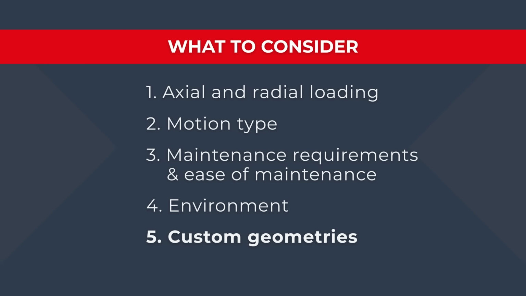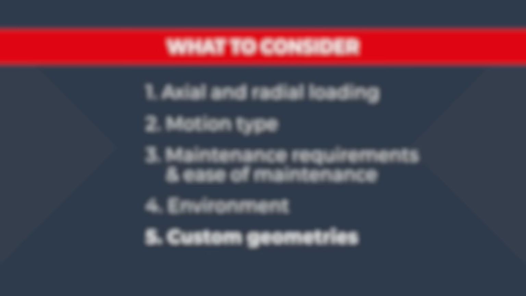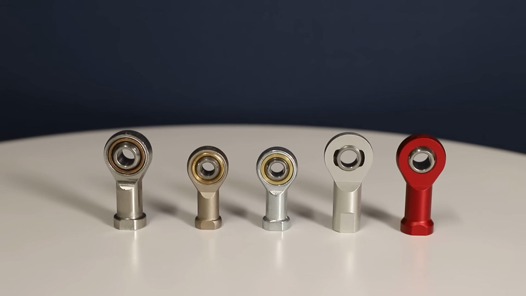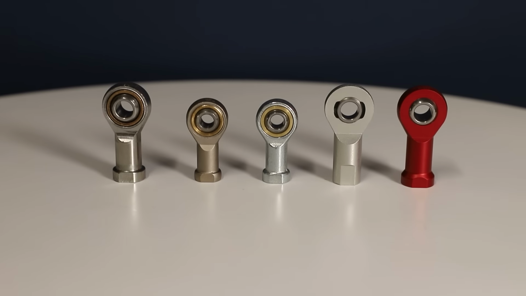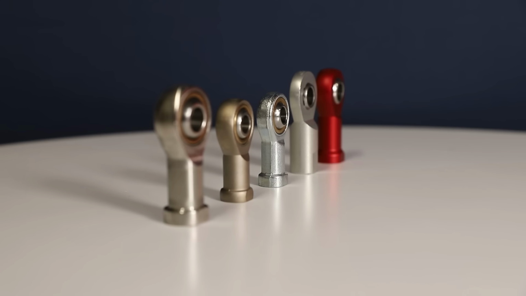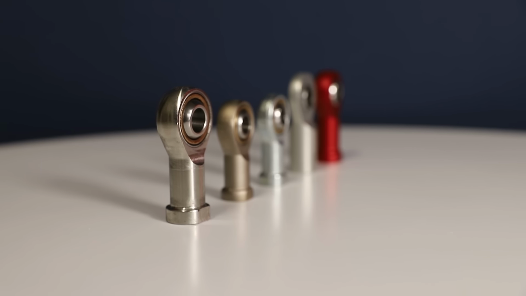Finally, for special configurations or non-standard geometries, what can we offer? For special requests, our engineering team can develop custom solutions. For example, we can provide rod ends in various materials, diameters, lengths, thread connection types, and configurations, including linkages and subassemblies. Okay, we've discussed a lot of factors of rod end selection so far.